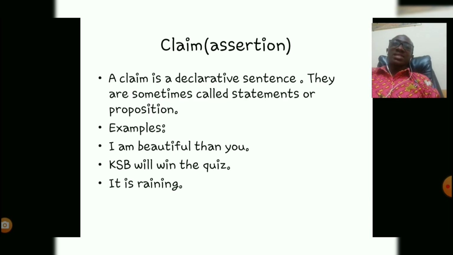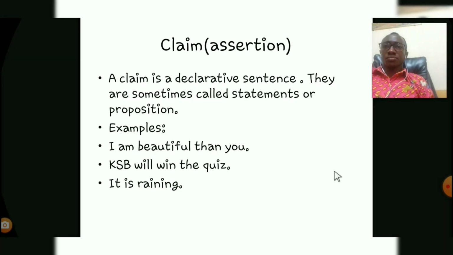Let's look at some examples of claims. I am more beautiful than you. It's a claim. You are just declaring how beautiful you are. KSB will win the quiz. It's a claim. It is raining. It's a claim. You are just announcing something. Can you think of any claim? Good.